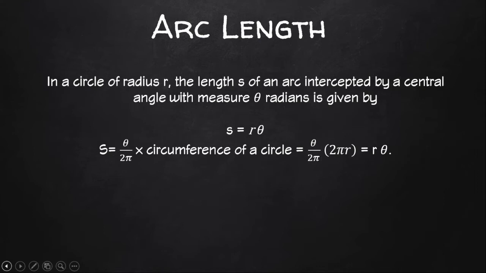We have here arc length. So in a circle of radius r, the length s of an arc intercepted by a central angle with measure theta radians is given by s is equal to r theta. So that is from the theta over 2 pi times the circumference of a circle. So you have r theta.